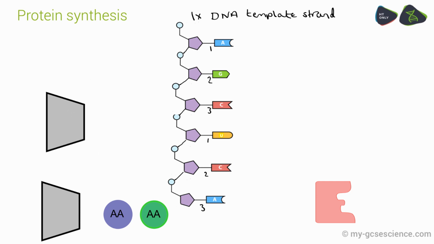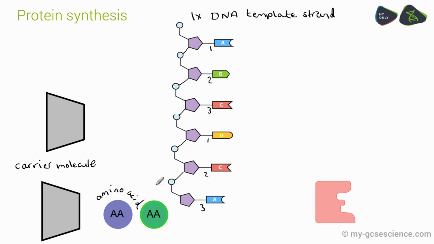Amino acids are brought to the base triplet by a carrier molecule, which are these grey shapes here. And I will depict the amino acids as circles, and different colours represent the different amino acids. You will see similar diagrams in your textbooks.